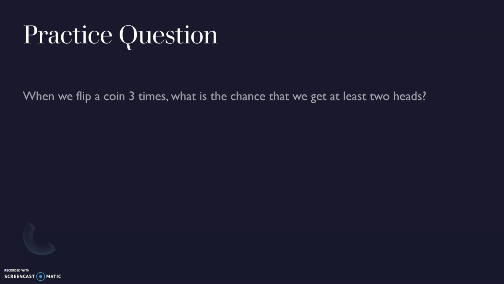The second example is going to be a little bit more difficult. If we flip a coin 3 times, we know that a coin comes with the outcome of either head or tail, and the probability for each of them is precisely a half, so equal chance. Now, what is the chance that we get at least two heads? The keyword here is at least. When we say at least two heads, that means two or potentially three.